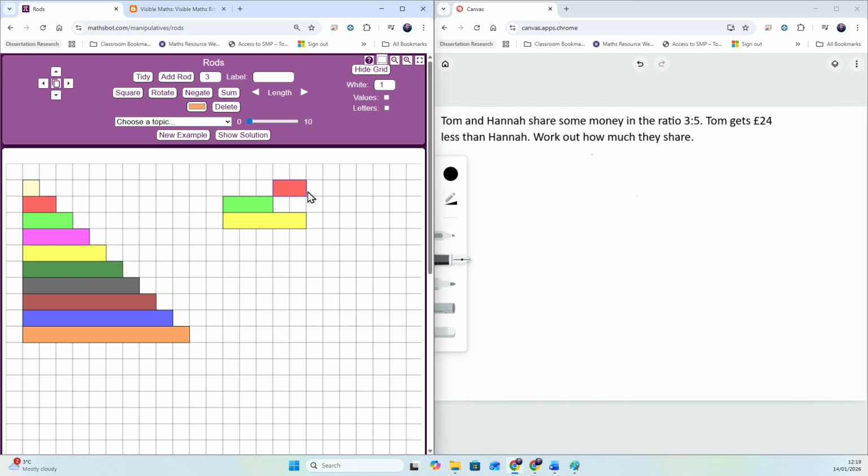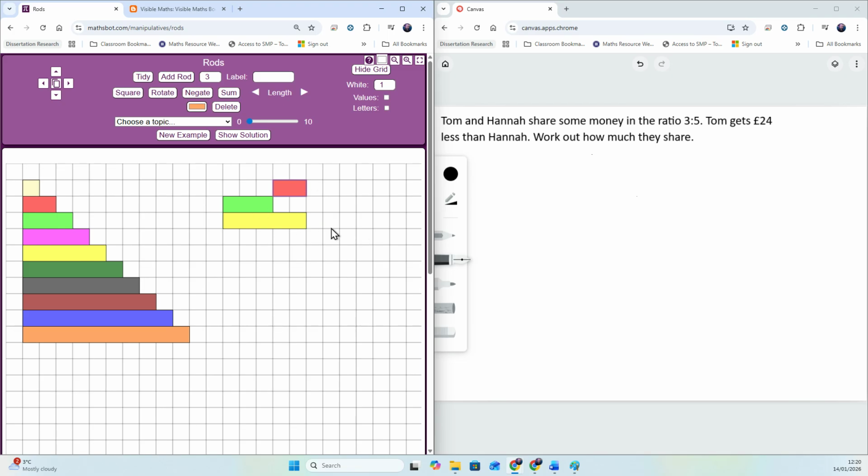The other key relationship here, similar, and this is why we did that bit at the beginning, this is 5/3 of that, this is 3/5 of that, is I also want them to be talking about, well, this is going to be 3/2 of that. So if I multiply 24 by 3/2, and this is 5/2 of that. So if I multiply 24 by 5/2, I'll get Tom and Hannah's share.